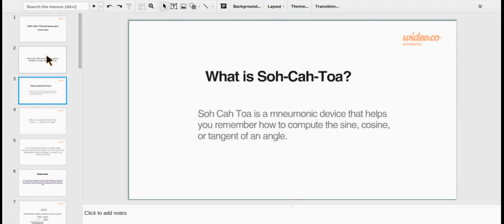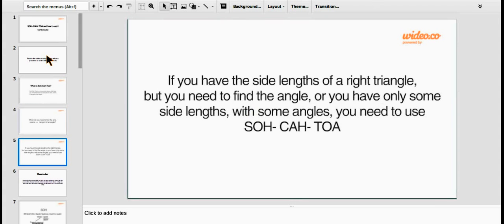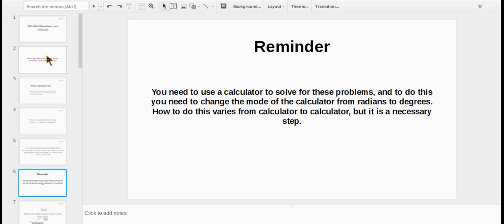What is Soh-Cah-Toa? Soh-Cah-Toa is a mnemonic device that helps you remember how to compute the sine, cosine, or tangent of an angle. When do you need to find the sine, cosine, or tangent of an angle? If you have the side lengths of a right triangle, but you need to find the angle, or if you have some side lengths with some angles, you need to use Soh-Cah-Toa.